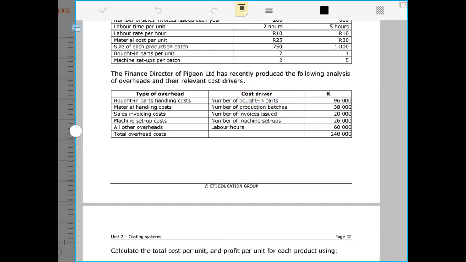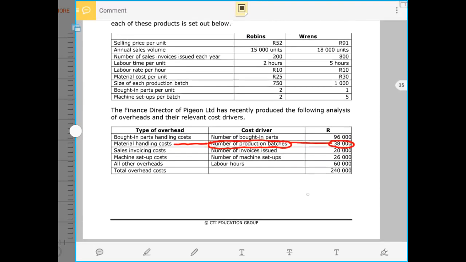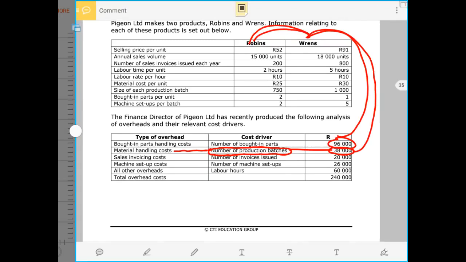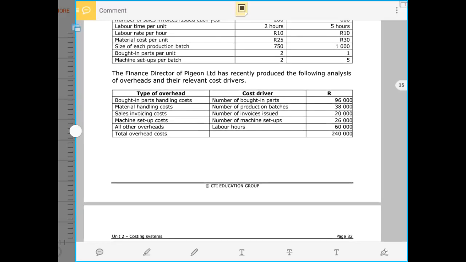Then we are given material handling cost, which is the cost to handle the material, and the cost driver for that is the number of production batches. So we have to be able to calculate the number of production batches, and that is 38,000 Rand of the overheads. Remember, these overheads are for both products. So this 38,000 must be allocated to each product, the same as the 96,000. We will use an allocation method to allocate our overheads, using the method that will be given.